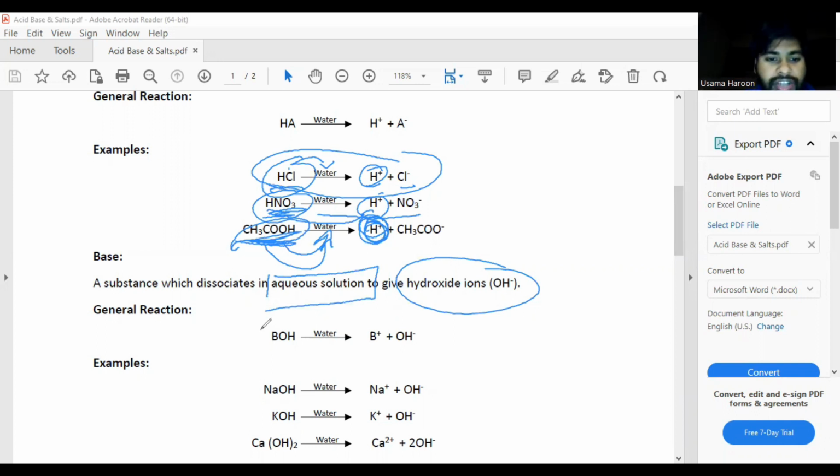So for a general reaction, you can see that BOH is a general base, and we have dissociated this base into water. It gives us B+ and OH−. Now this OH− shows that BOH is a base.